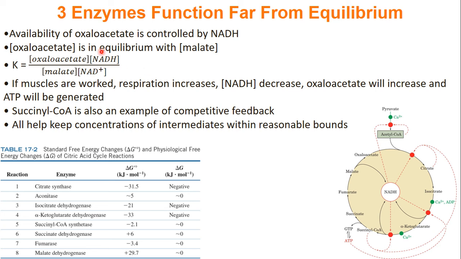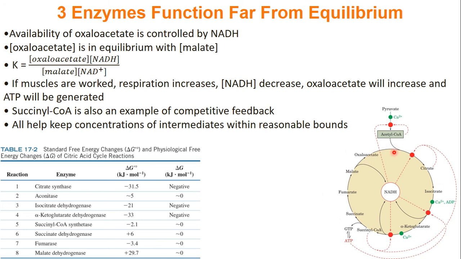It's an equilibrium ratio. So let's say that your muscles are working and you're doing a lot of respiration. Well, your NADH will decrease as you do oxidative phosphorylation. As your NADH decreases, the numerator decreases, and remember, we want this ratio to stay a set number. So what will happen is that malate and NAD+ will be converted to oxaloacetate and NADH. Therefore, we will increase the amount of oxaloacetate we have, and when we increase the amount of oxaloacetate, we're speeding up the cycle.